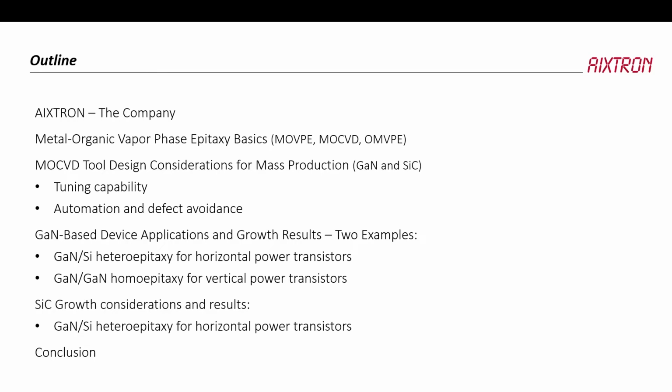Two examples here. Gallium nitride on silicon heteroepitaxy for horizontal power transistors, and Farid touched on this a little bit, I think, and gallium nitride on gallium nitride homoepitaxy for vertical power transistors. That's something that we're also involved in, although this is at a very, very early stage. And then I will talk about silicon carbide growth considerations and results in the same context. I must say, to my shame, I'm not the super special silicon carbide expert, so forgive me a little bit on that.